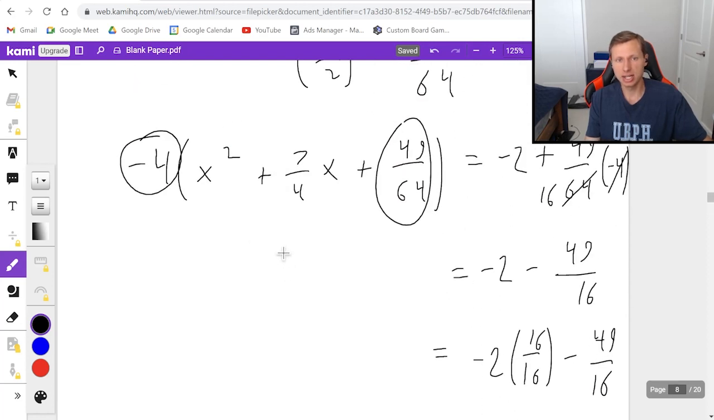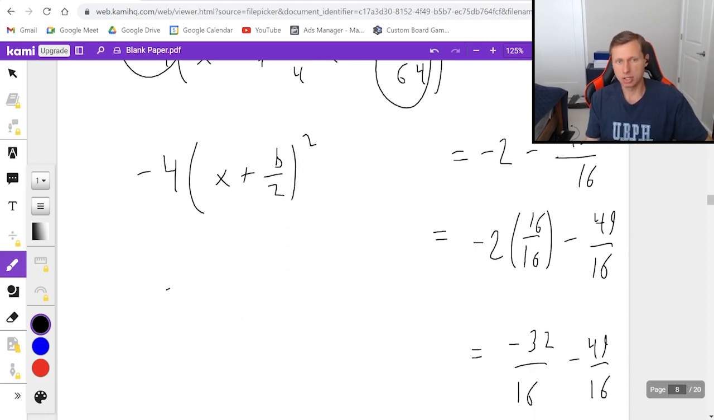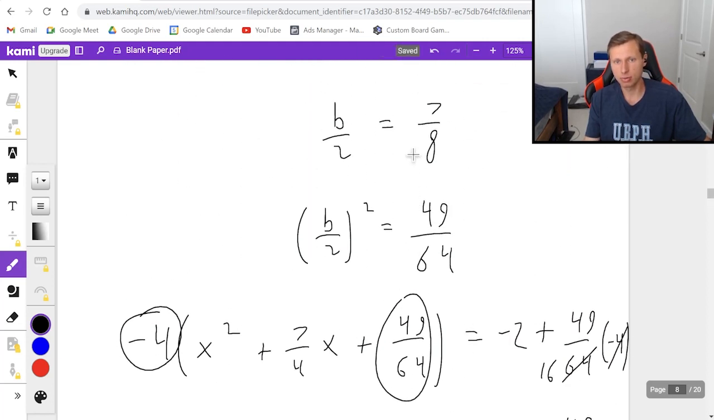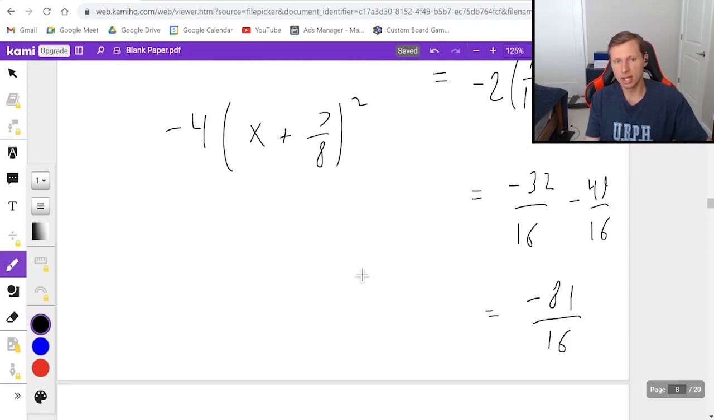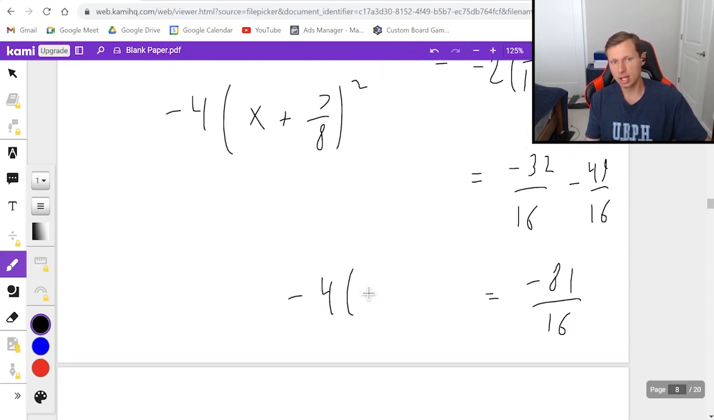Then for the other side, it's going to be negative 4 times the quantity x plus b over 2, quantity squared. So that's negative 4 times x, what was b again? Plus 7/8, so x plus 7/8 squared, and that's what's going to go right here: negative 4 times x plus 7/8 squared. Yeah, I do realize this is really complicated and really annoying, but hopefully it was making sense up until this point. And if it still doesn't make sense, just post in the comments below, and I'll answer your questions.